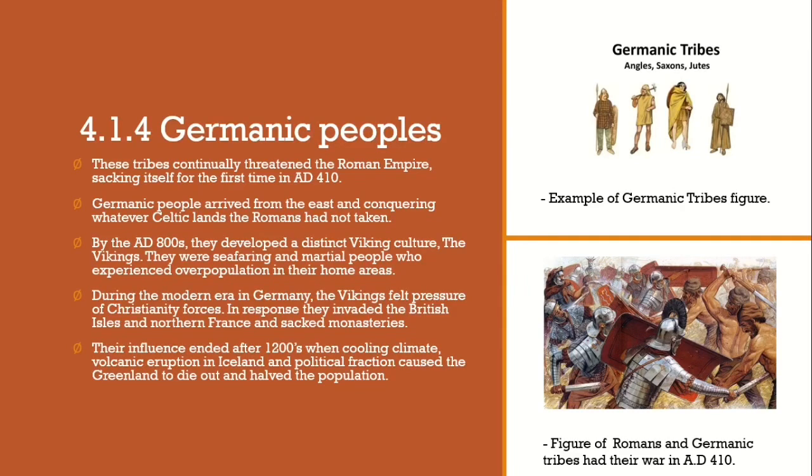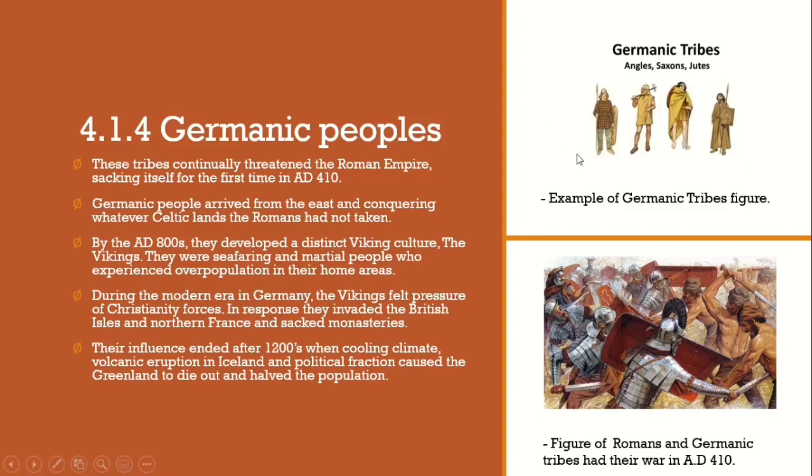Moving to the Germanic people, this tribe continually threatened the Roman Empire, and the Germanic people sacked Rome for the first time in 410 AD. So AD, in other words, is called the Hijrah in Islam. The Germanic people arrived from the east and conquered whatever Celtic lands the Romans had not taken yet.